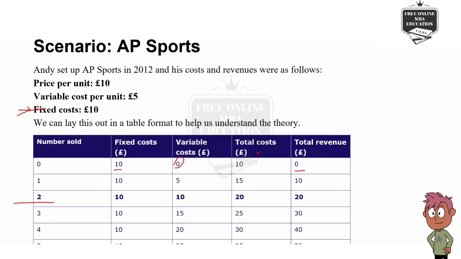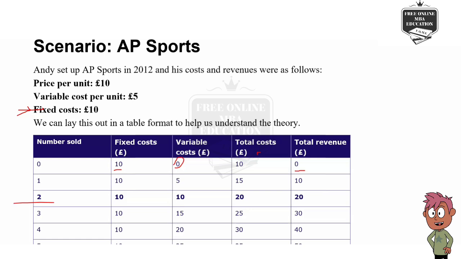By the fifth unit, what has the cost gone up to? Sorry, the fixed cost remains 10, the variable cost has gone up and become 25. The total cost becomes 25 plus 10, which is 35. Your total revenue that you earn is 5 multiplied by 10 euros, which is 50 euros. So 50 minus 35 is the profit that you have made over here, which is 15, right?